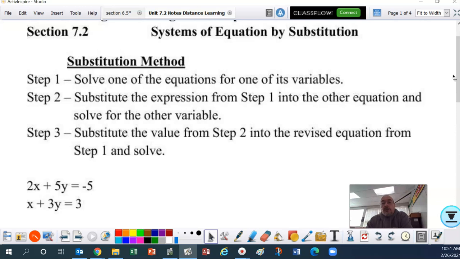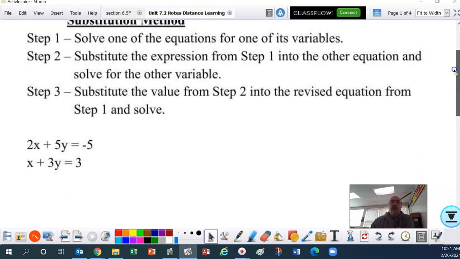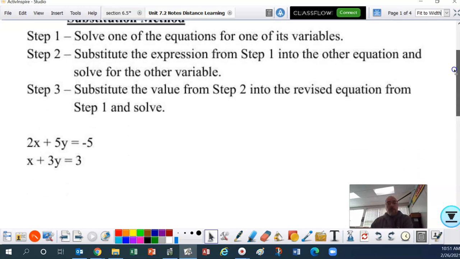Step 1, we're going to solve one of the equations for one of its variables. Step 2, we're going to substitute the expression from step 1 into the other equation and solve for the other variable. Step 3, substitute the value from step 2 into the revised equation from step 1 and solve. Okay, now that might sound complicated, but really it's not too bad. Here we go, ladies and gentlemen.